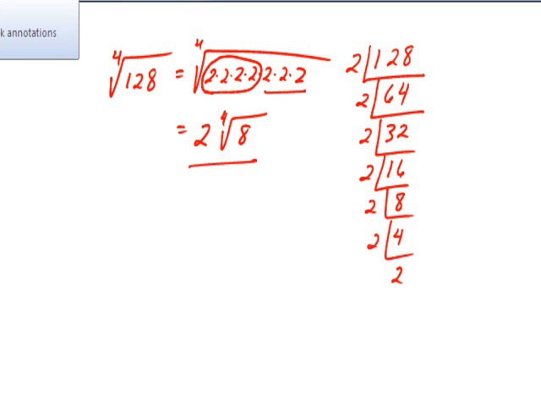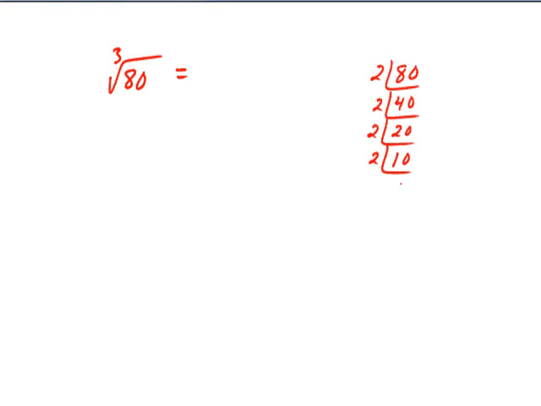Let me give you one to practice. The cube root of 80. Use either method. Pause the video, come back to it when you're finished to check your answer. For this problem, I will simplify it through prime factorization. So if I divide by 2 to get 40, divide by 2 to get 20, divide by 2 to get 10, divide by 2 to get 5. 5 is prime, so I'm finished with the prime factorization.